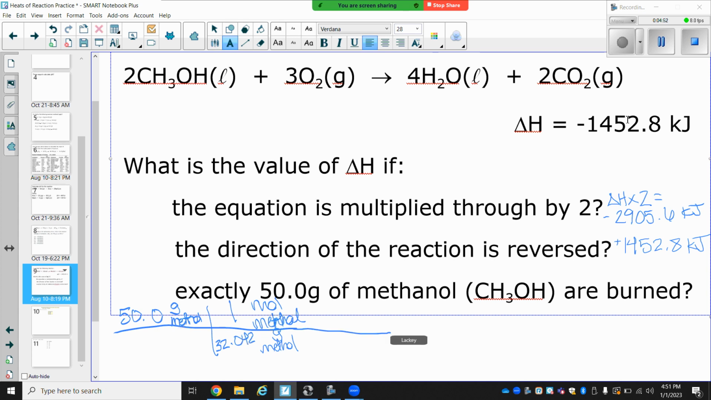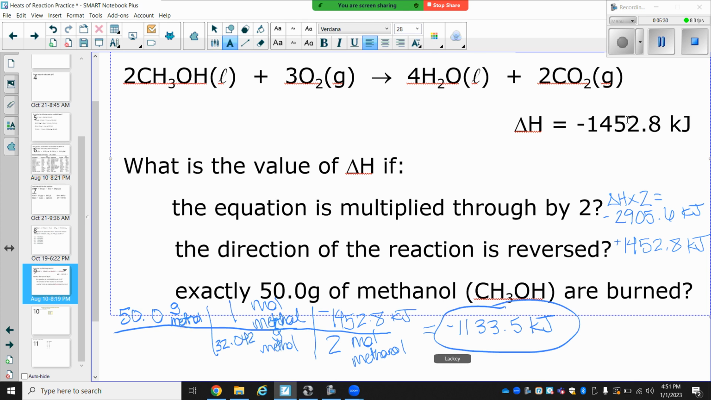And we have to get rid of moles because we're looking for delta H, we're looking for heat. In our equation, we have 2 moles of methanol. And our delta H value with those 2 moles of methanol is what is given, the negative 1,452.8 kilojoules. So when we multiply and divide, we end up with that being a negative 1,133.5 kilojoules whenever we start with 50 grams instead of 2 moles specifically.